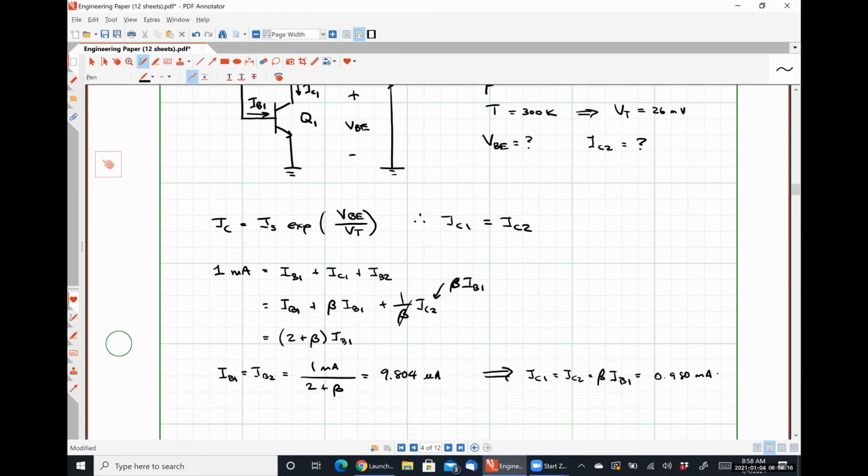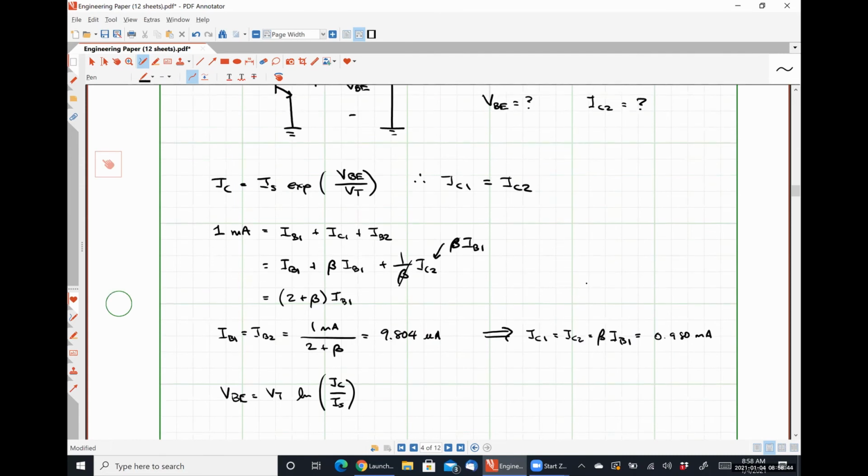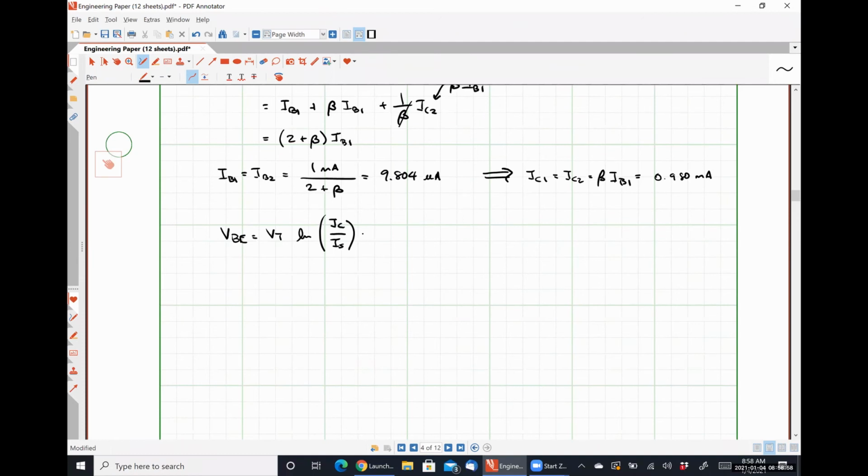So now that we know what IC1 and IC2 are, we should be easily able to back calculate what VBE must be in order for this to occur. So VBE is going to be simply VT times the natural log of IC over IS. And I can get that by manipulating this guy, right? If I divide both sides by IS, take the natural log, and then multiply through by VT, I'm left with VBE on one side. If I put in my numbers here, this gives me 0.658 volts.